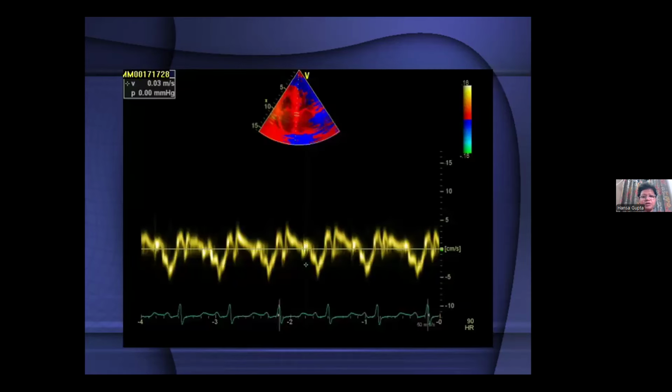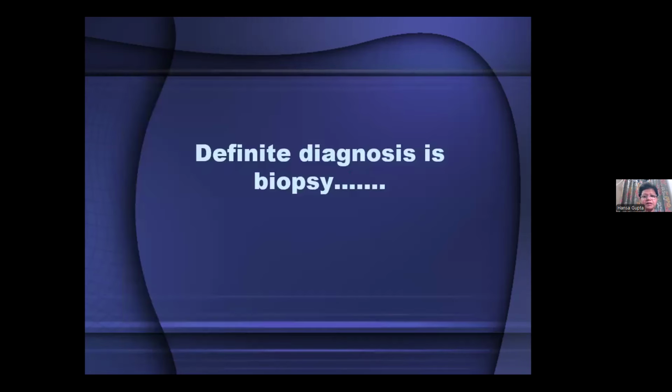In amyloidosis, all the E prime, S prime, A prime, all the TDI velocities, they are reduced, which is very pathognomonic, meaning it is called the 5 sign, 5 dash sign, all are reduced less than 5. Okay? So, 5, 5, 5, everything is less than 5. See here? The systolic velocities are also less than 5. So, this is called the 5 sign of amyloidosis. But the definite diagnosis is biopsy.